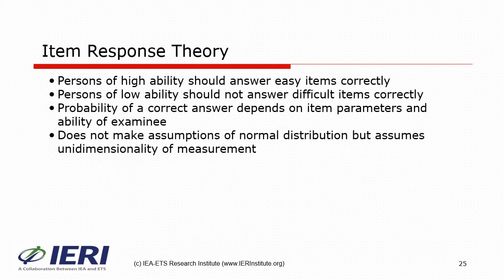Under IRT assumptions, persons of high ability are expected to answer easy items correctly. Persons of low ability are expected not to answer difficult items correctly. The probability of a correct answer depends on the item parameters and the ability of an examinee. There are no assumptions made about the distribution of skills being normal, but there is an assumption made that there's a single dimension that explains the responses to the items.